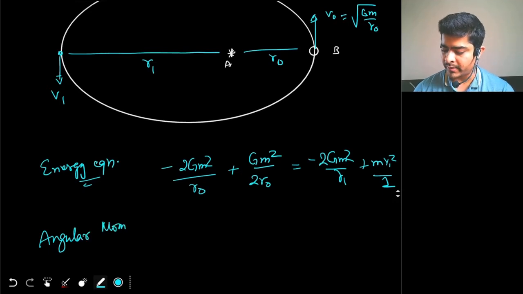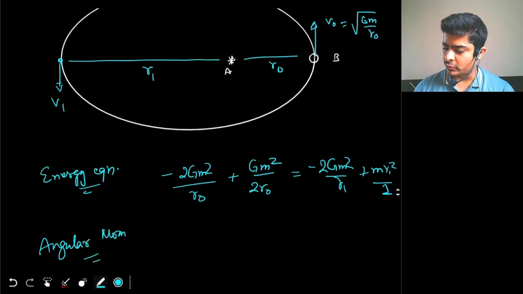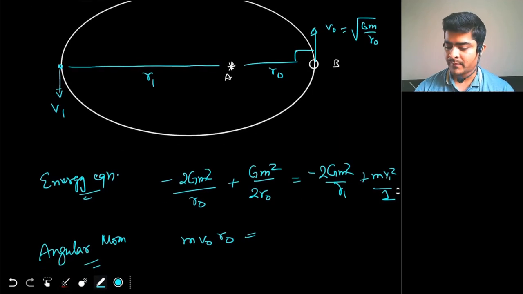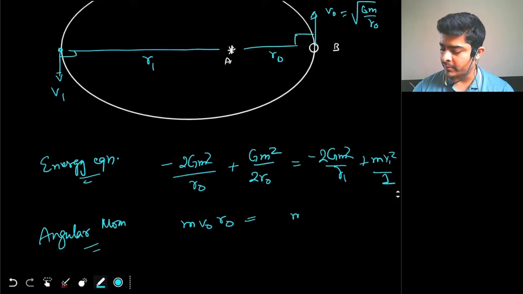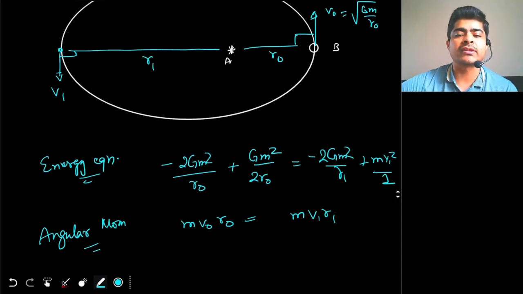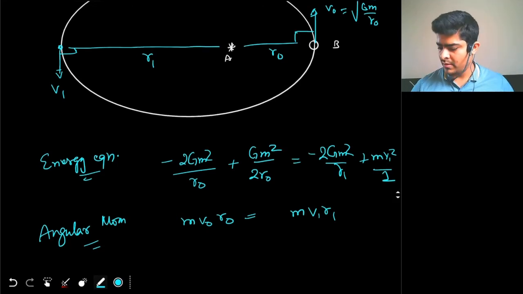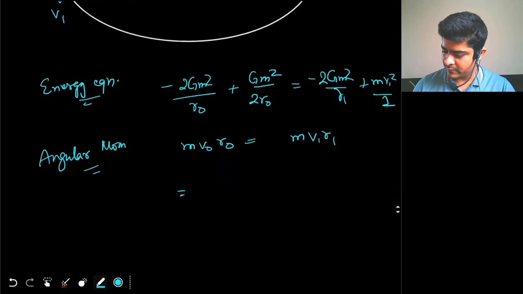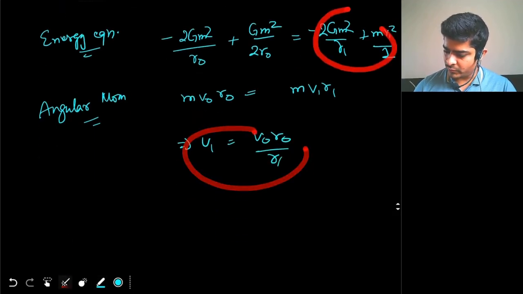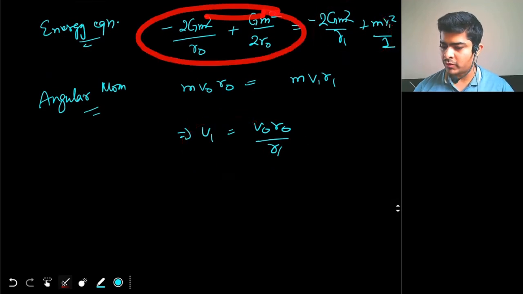Then I have the angular momentum conservation equation. Initial angular momentum will be m v naught r naught because they are perpendicular to each other. Here also they are perpendicular, so final angular momentum will be m v1 r1. They should be equal to each other. When you solve these two equations, you can find r1. So we have v1 equal to v naught r naught by r1. Put this v1 in this equation, and when you combine them, you will obtain the result.